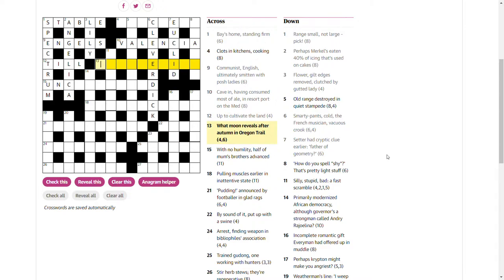What moon reveals after autumn in Oregon Trail? Autumn in Oregon is fall, surely. Fall behind? Yeah, fall behind. You reckon? Yeah, what's the overall definition? What moon reveals? There's another definition of moon, if you think about it. We'll leave that to the imagination. Yes. Okay, right, yeah. There's a few things that take a while to. That's what crosswords are all about, the penny drop moment. I don't know what this stampede is.